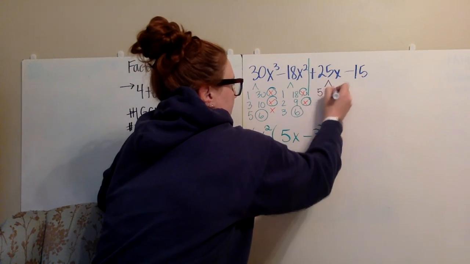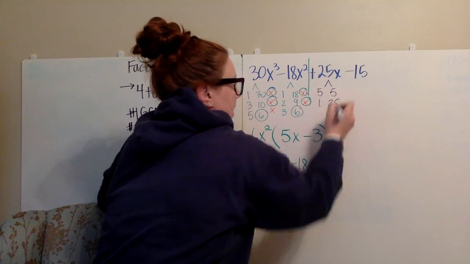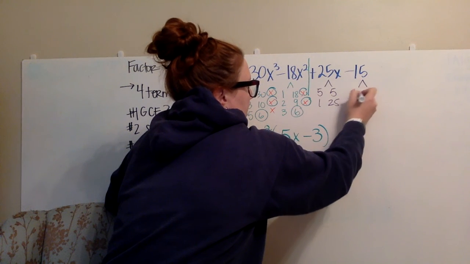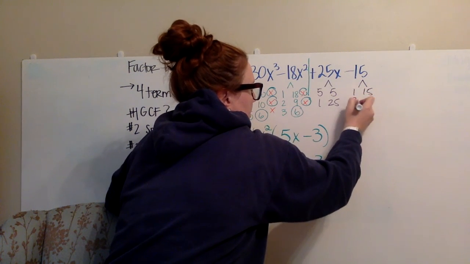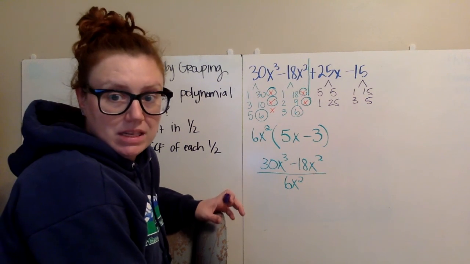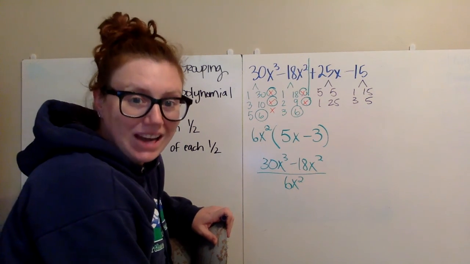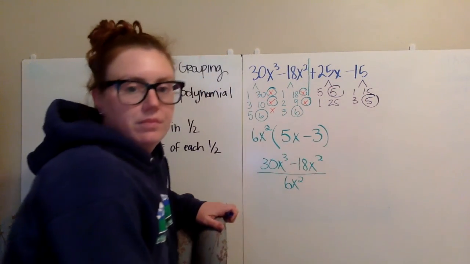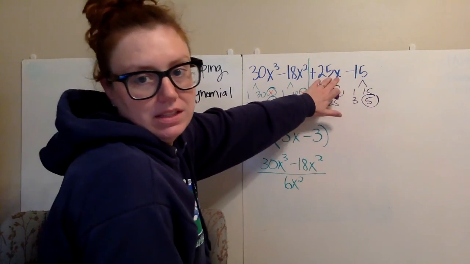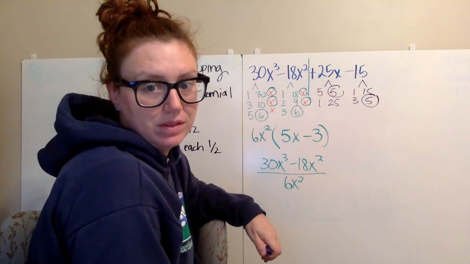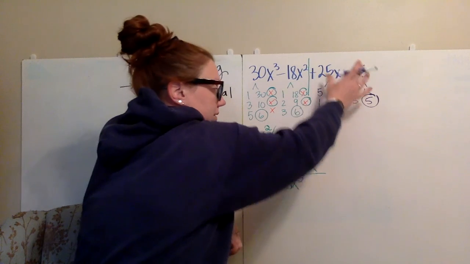25 is 5 and 5 and 1 and 25. And 15 is 1 and 15 and 3 and 5. What's the biggest number that they have in common? The biggest factor that they have in common is 5. There's an x in this term, but there's not an x in this term, so they do not share a variable.